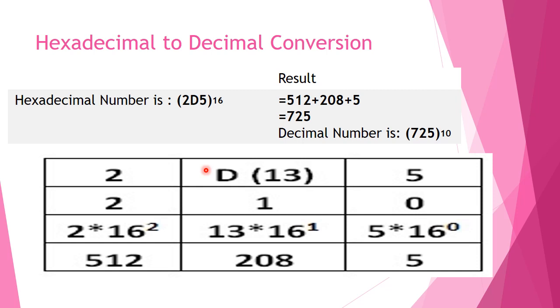I have already told you the value of A is how much? 10, B is 11, C is 12, D is 13, E is 14, F is 15. So like that you will take it if any alphabet from A to F comes. Here first 2, and then D, as I have already told you, is 13, and the last is 5. Now their positions: 5 is in position 0, D is in the first position, and 2 is in the second position.